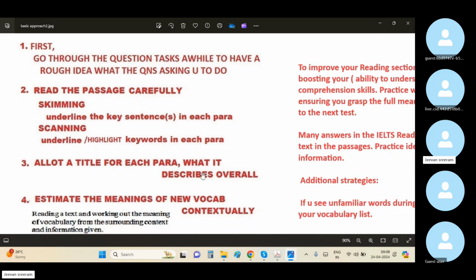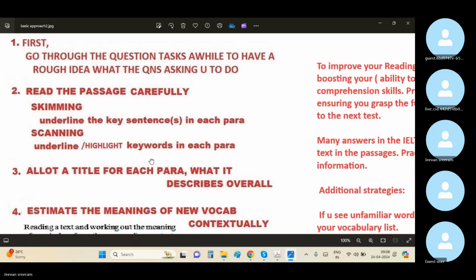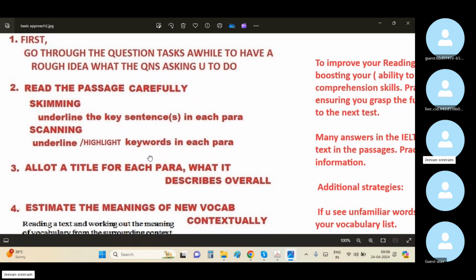Allot a title for each paragraph, describing what it talks about overall. Okay, to have an idea what each paragraph is talking about overall, you can allocate a title. It may be a simple phrase, it may be a single word. So why is it useful? Again, to reduce the time you work on the questions.